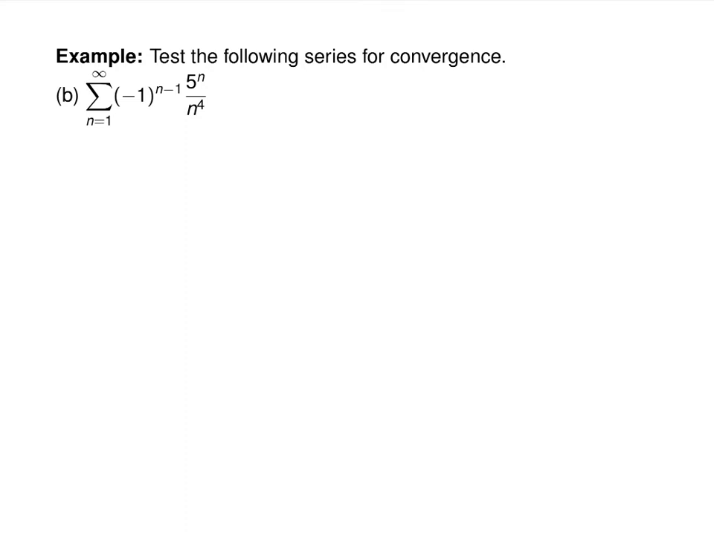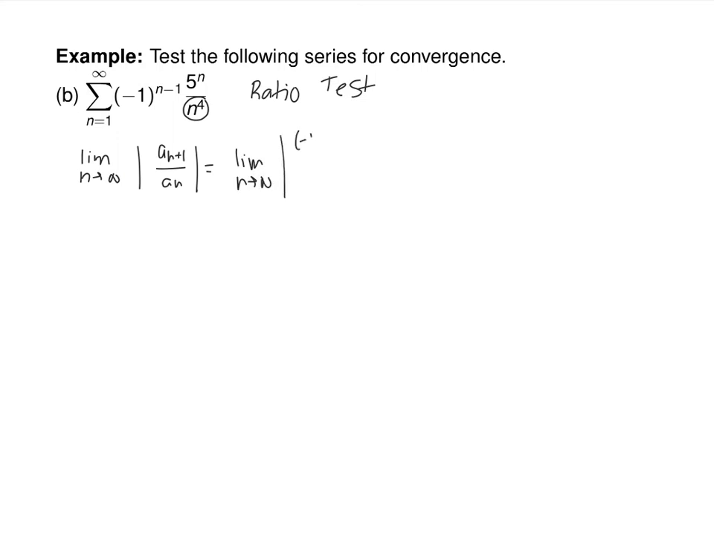All right, here you see that the denominator is not raised to an nth power, so the root test is no good, but possibly the ratio test will be okay. Let's give that a try. So we're going to find the limit as n goes to infinity, n plus first term over nth term. Okay, when I input n plus 1, I get negative 1 to the n, 5 to the n plus 1, n plus 1 to the fourth, times n to the fourth over negative 1 to the n minus 1, 5 to the n.